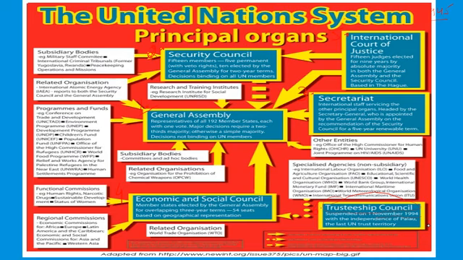Now let's look at the other organs of the United Nations as well. Number one is the General Assembly. General Assembly is like the Parliament of United Nations. You can say all the member nations of UN are the members of the General Assembly as well. So there are 193 members. It's 192 in your book, but 193 at present. Each member has one vote in the General Assembly.